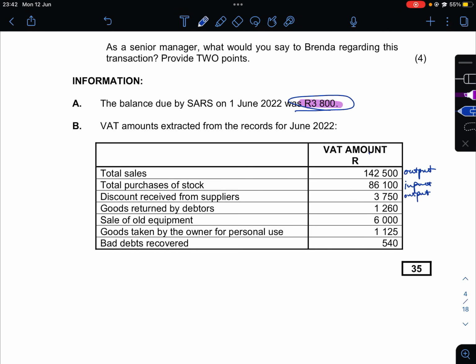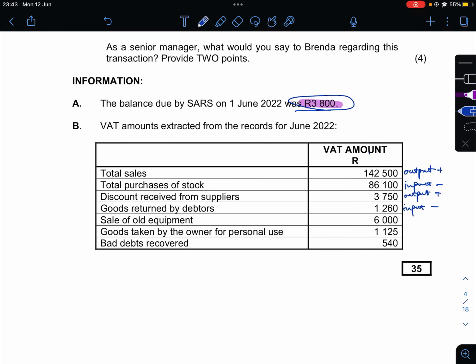Okay. And then now goods returned by debtors. Now if debtors bought goods and then they return them, which simply means that we now owe less to SARS. You're actually looking at it from a perspective opposite to your sales, because these were the sales. Sales are output. Now when they return, it's supposed to be an input. So this increases what we owe to SARS. This decreases, increase, decrease.